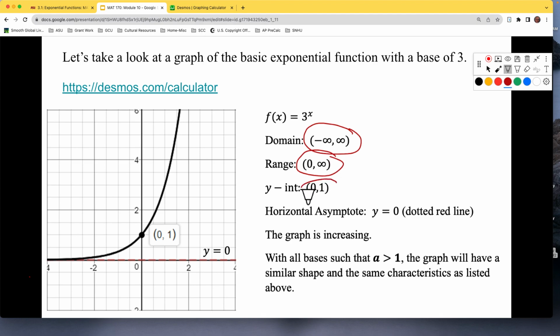We talked about this. The y-intercept is always (0, 1), because when the exponent is 0, whatever the base is, anything to the 0 equals 1. So these are some features that are going to be true of every single one. So that gives us a horizontal asymptote, y equals 0. In this case, the graph is increasing whenever the base is bigger than 1.